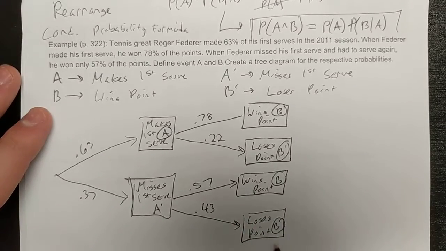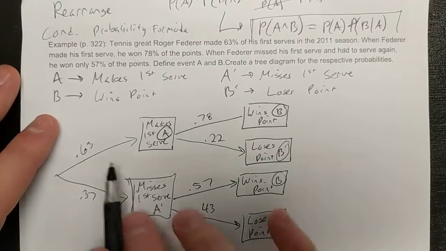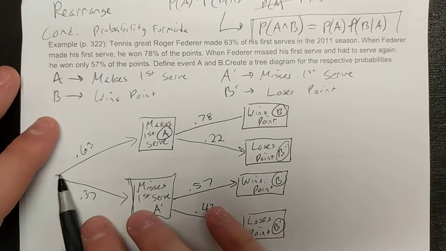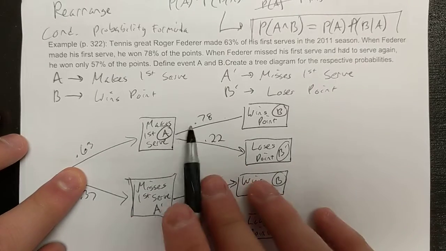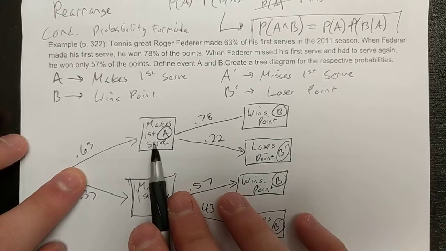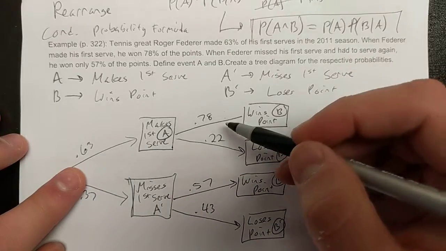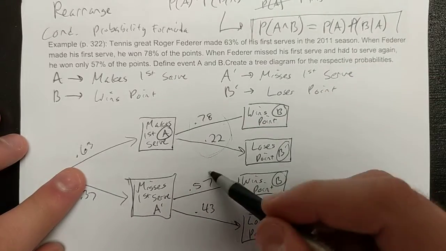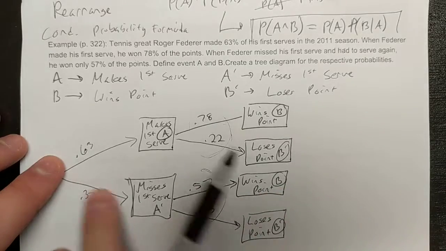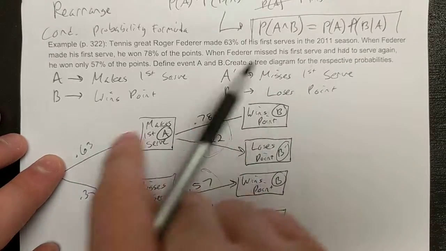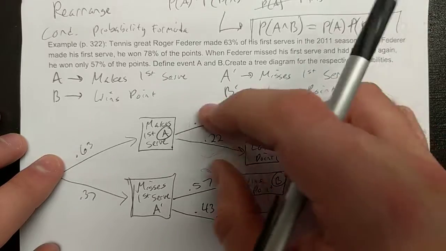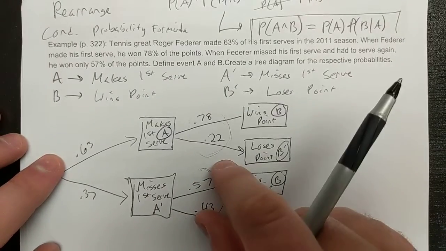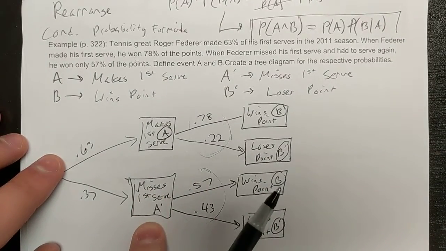If you want to define the probability of each branch, you simply multiply the respective probabilities. This is the probability of A happening. This is the probability of B happening, given that A has already happened. And you notice that these two add up to 100%, along with these two, but not these two or these two or these two. It's respective here based on event A happening. These two are based on event A complement happening.